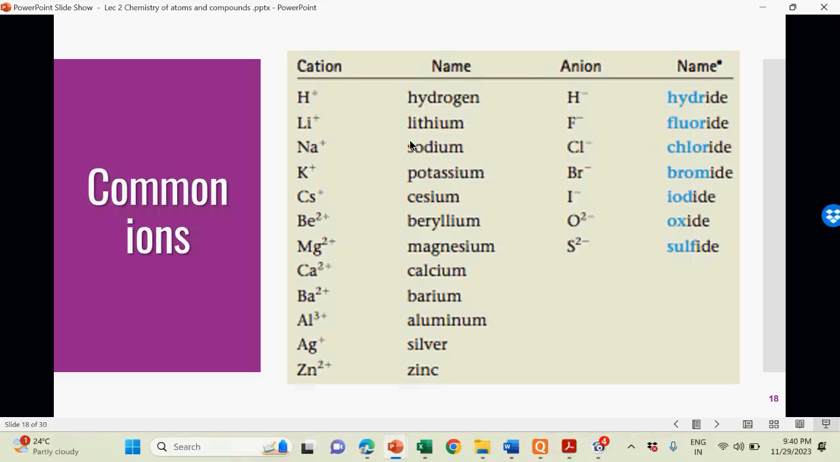Whenever any one of these loses one electron or more, like the case of calcium or magnesium or beryllium, they will be positively charged, as cations, while the others can accept electrons. Even hydrogen can play both the cationic nature and anionic nature by accepting an electron, and in this case the name will be hydride. And fluorine which accepts an electron will be fluoride instead of fluorine. Chlorine will be chloride, bromine will be bromide, iodine will be iodide, oxygen will be oxide, and sulfur will be sulfide.